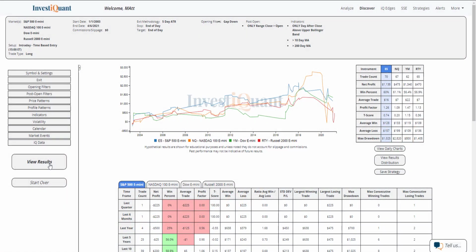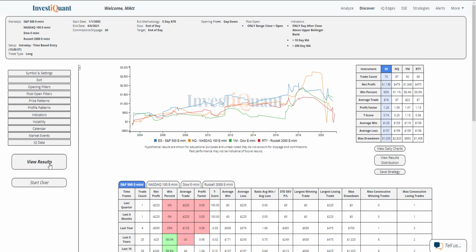And here we go. These are the results based upon entering the market long at 3 p.m. Eastern Time, exiting at the close, which is 4:15 p.m. Eastern Time, if gapping down following a close above the upper Bollinger Band in a bullish environment, and at 3 p.m. you are above the opening print of the session. So historically, this pattern has taken place 70 times in the S&P dating back to 2003. We've got 67 samples in the NASDAQ, 62 in the Dow, and 65 in the Russell.